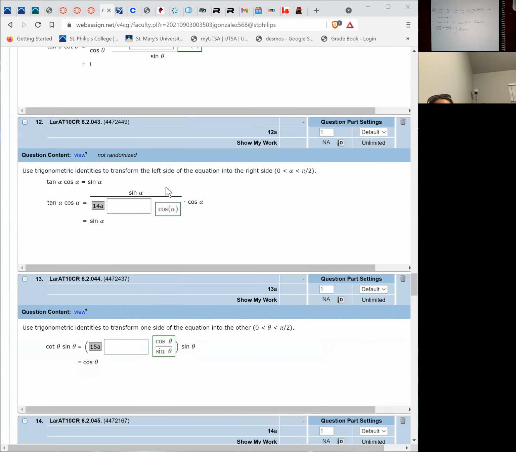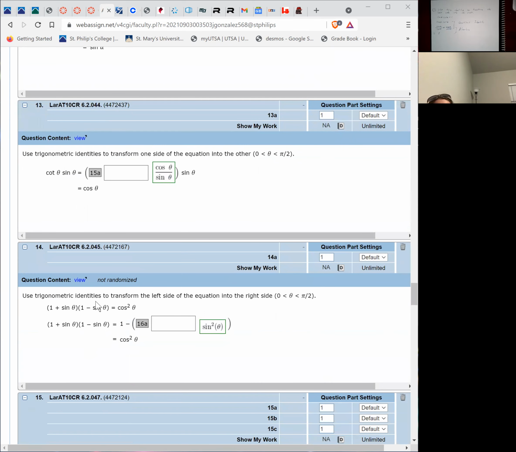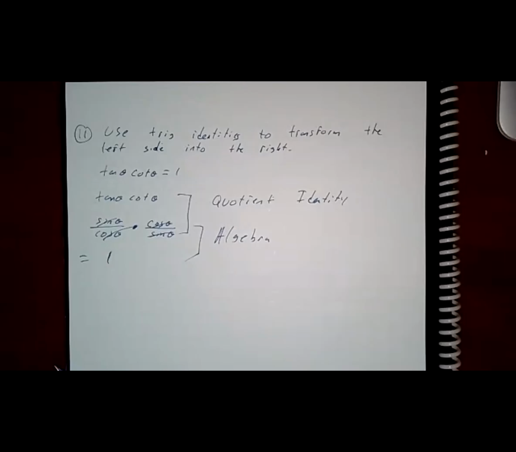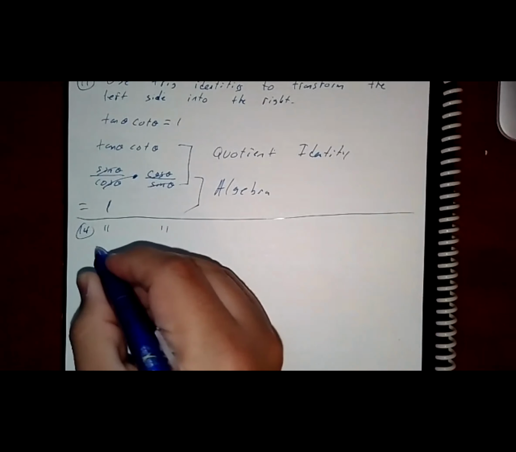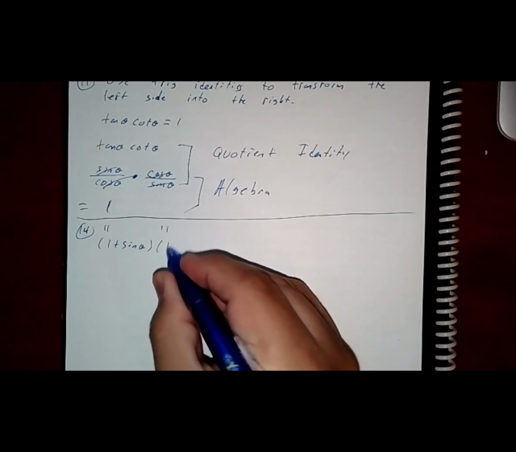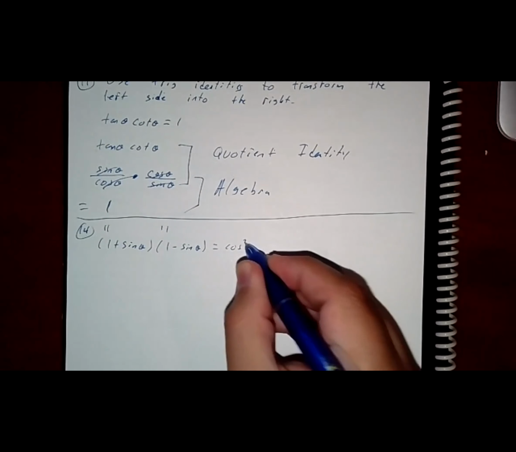So that's pretty much it for 11 through 13. 14 is slightly different. Let's do that one just for fun. Same instructions as number 11: 1 plus sine theta times 1 minus sine theta is equal to cosine squared theta.